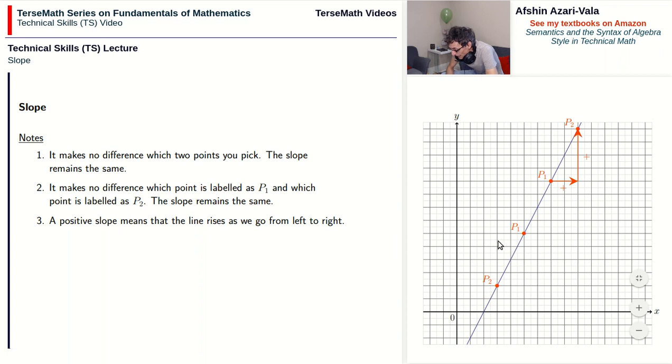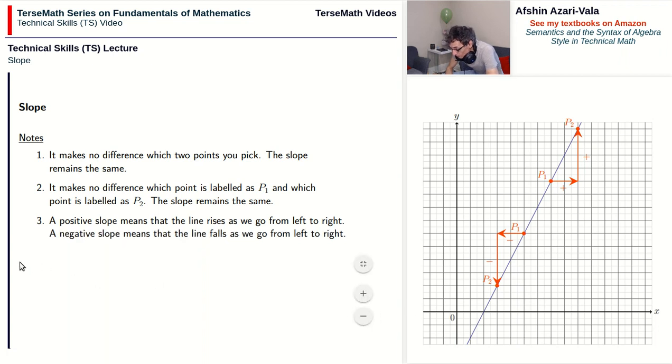Now we have to go back from point 1 to point 2. So delta x will be negative, and because y also goes down, delta y will be negative. Now slope is change in y divided by change in x, and whether you divide positive by positive or you divide negative by negative, you end up with a positive slope. So the slope of a line that rises as we go from left to right is positive.